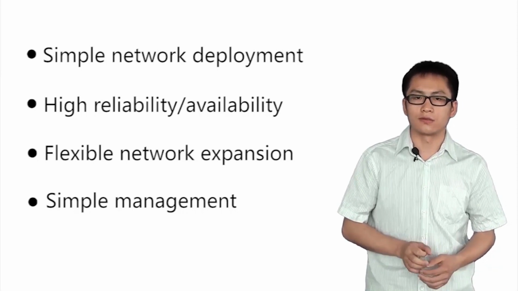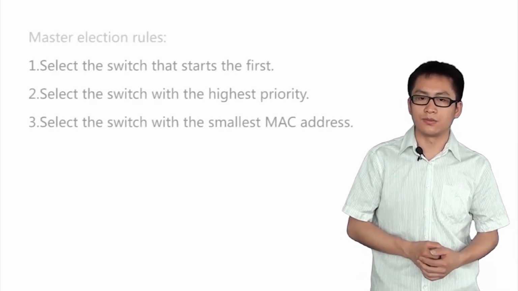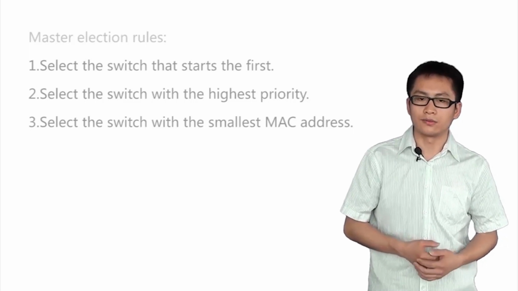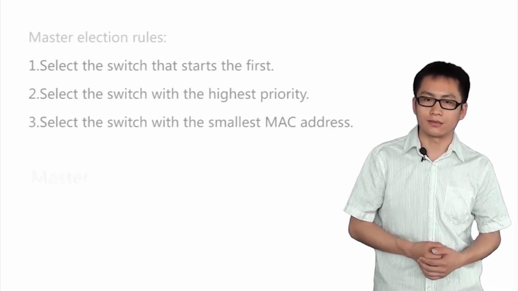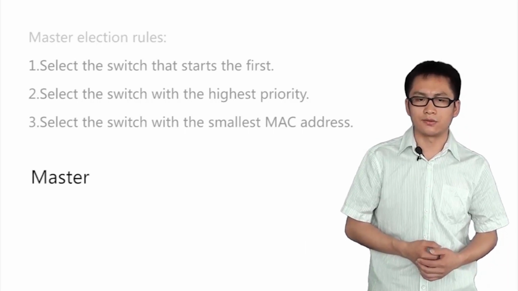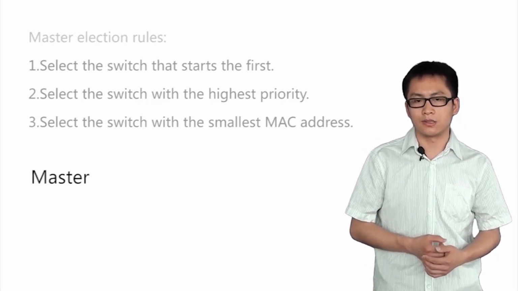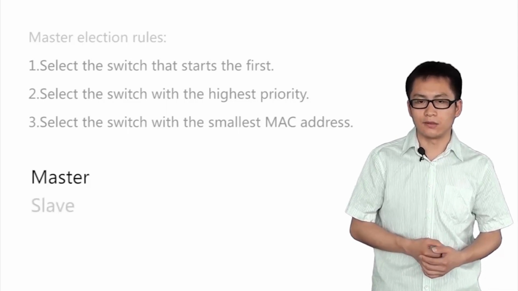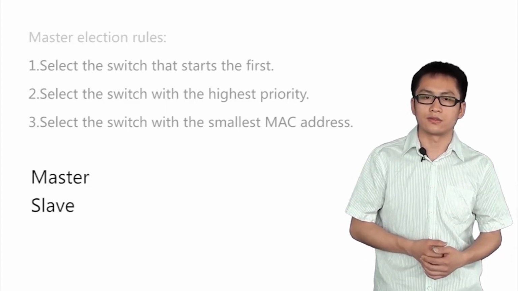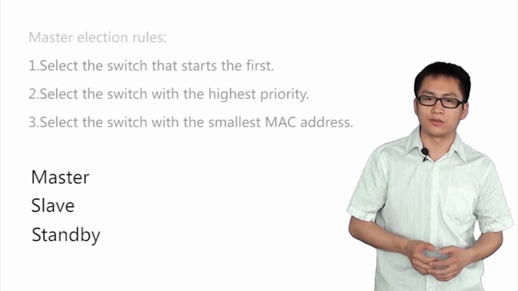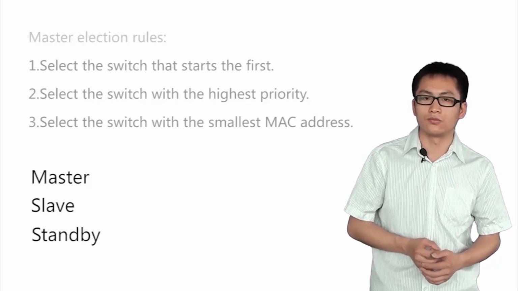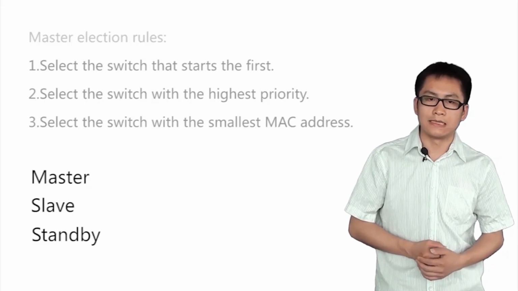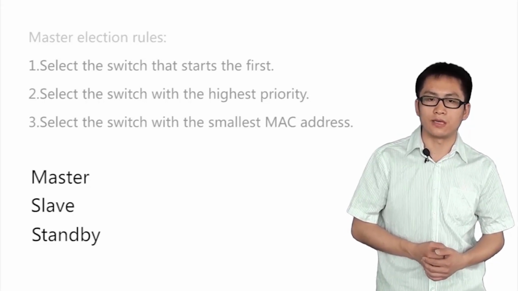Now, let's take a look at some basic concepts about the stacking function. Before using a stack function, we need to understand its concepts and mechanisms. In a stack system, the member switches compare their running status, priorities, and MAC address to elect a master switch. The master switch manages the entire stack system, and the other switches work as slave switches. After the master switch is elected, a standby switch is selected among the slave switches using the same rules. If the master switch fails, the standby switch will take over the role of the master switch.